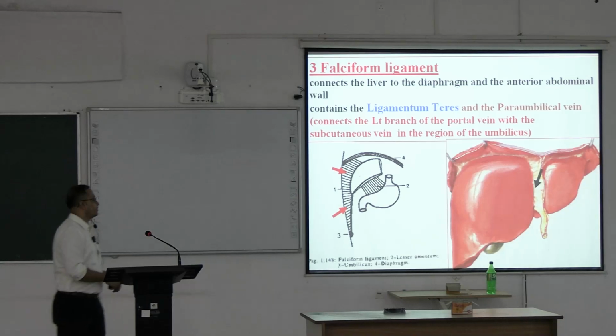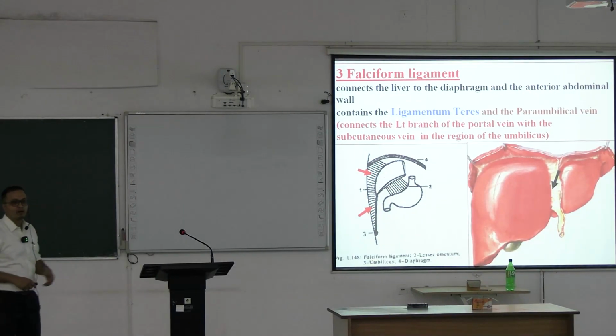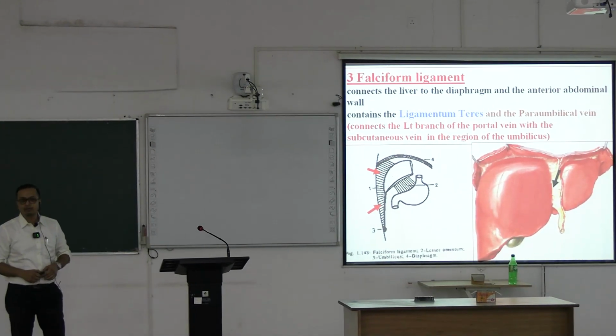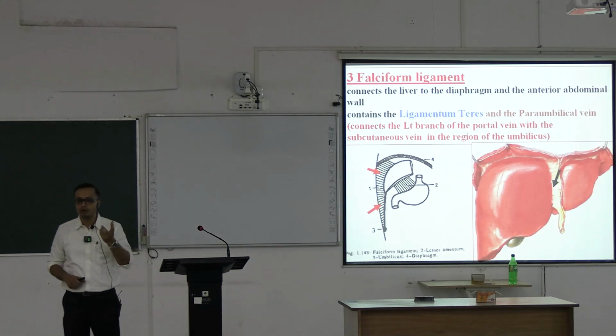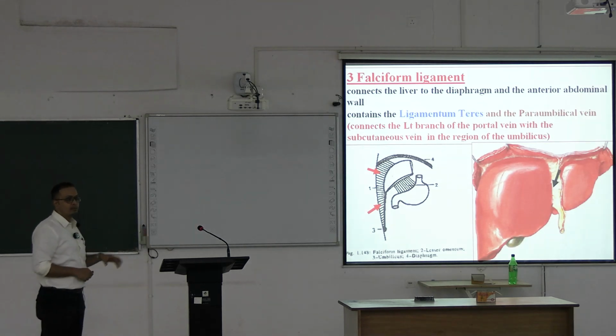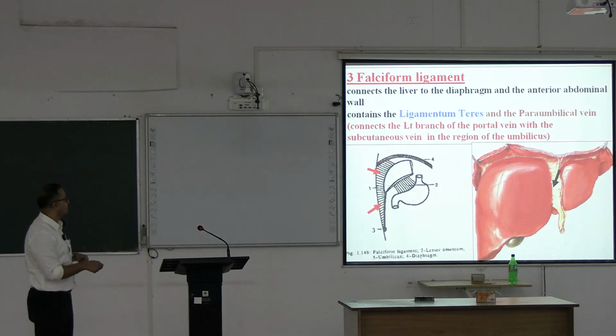The third variety of peritoneal fold, which is again very important, is the falciform ligament. The word falciform means sickle. It looks like a sickle, a half moon. This sickle-shaped structure that you have already seen is a kind of greater omentum, placed between the lesser omentum and the anterior abdominal wall. This peritoneal fold is a kind of developmental remnant present over here.